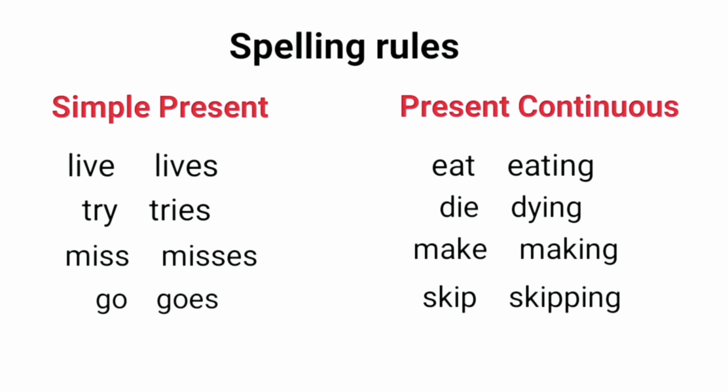In present continuous tense, in verbs like eat, we add ing and it becomes eating. In die, we drop ie and add y plus ing and it becomes dying. Make becomes making by dropping e and adding ing. In verbs like skip, which end with cvc, we double the last letter and add ing. So it becomes skipping with double p.